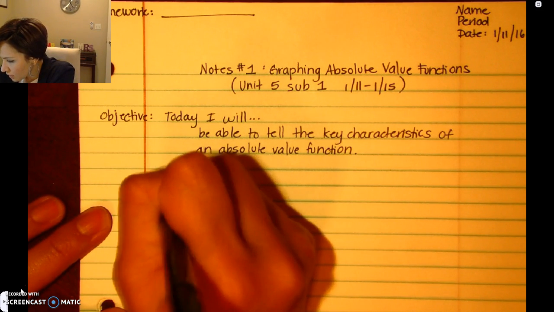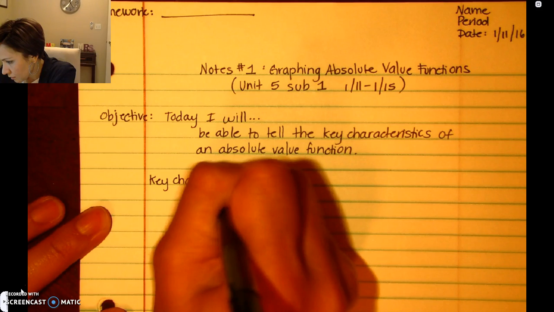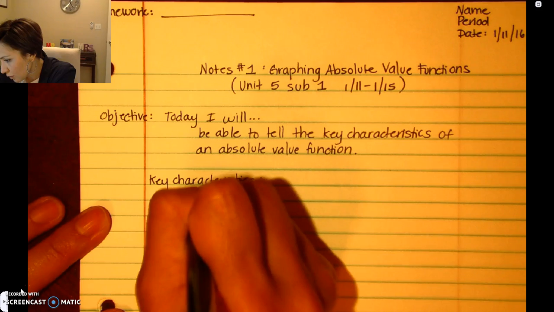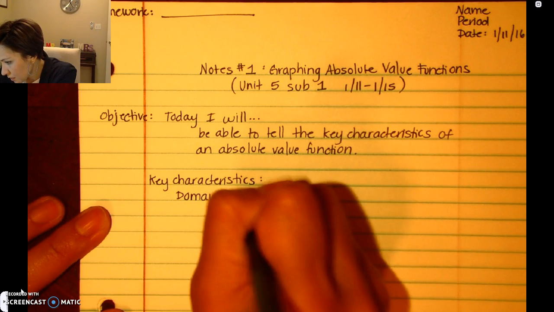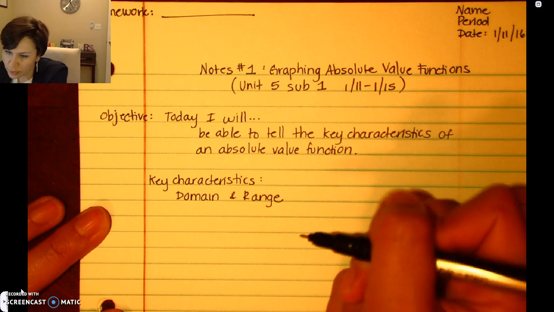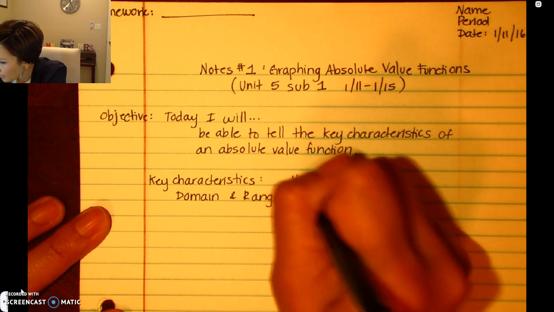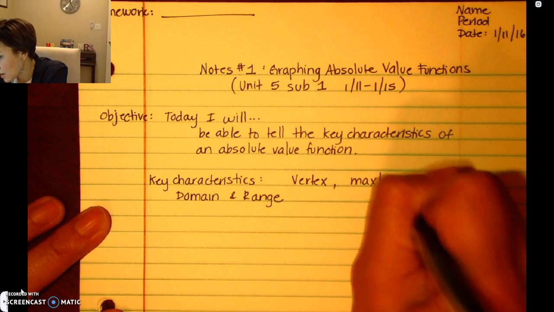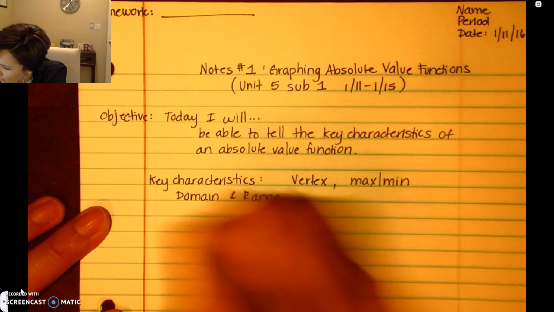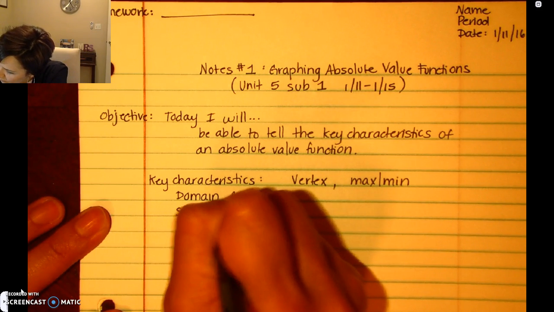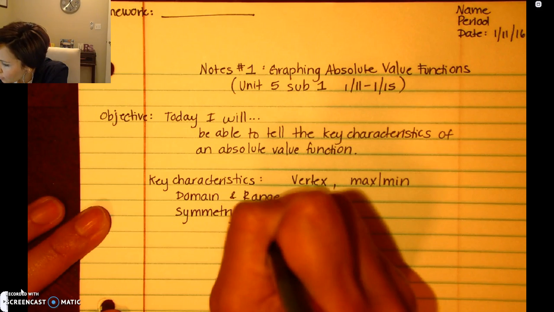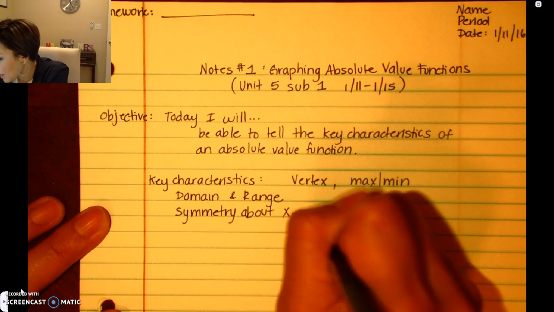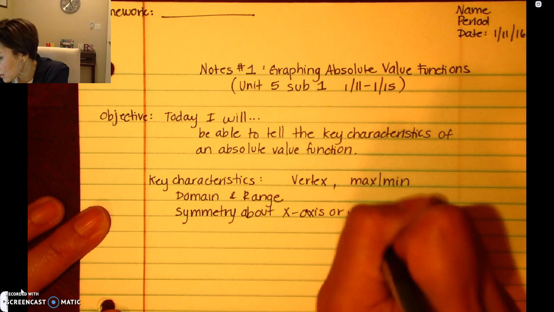The key characteristics are, hopefully you guys know them by now, we've seen them over and over. They are domain and range. What else is important? The vertex. You need to say whether a vertex is maximum or minimum. You're going to talk about symmetry, and symmetry for an absolute value function can be about the x-axis or the y-axis.